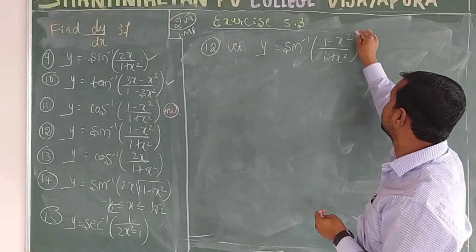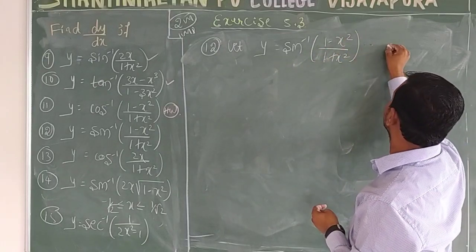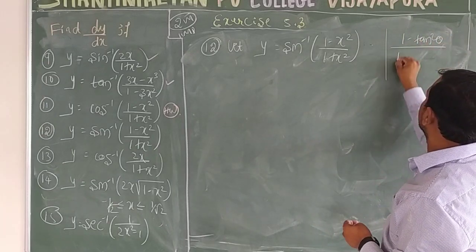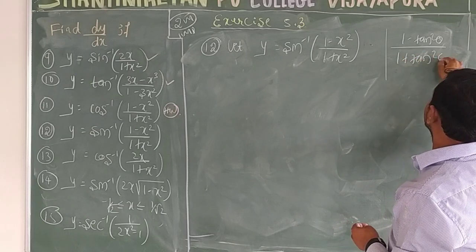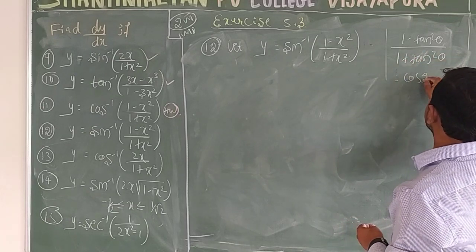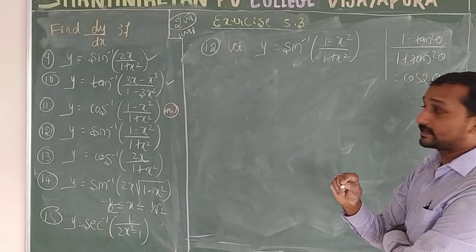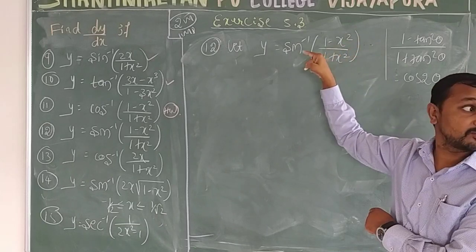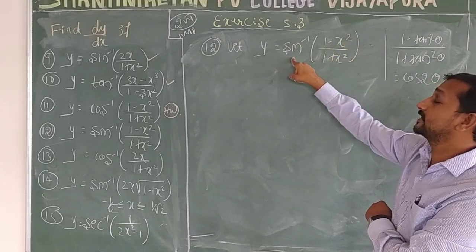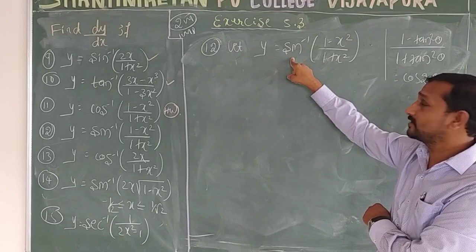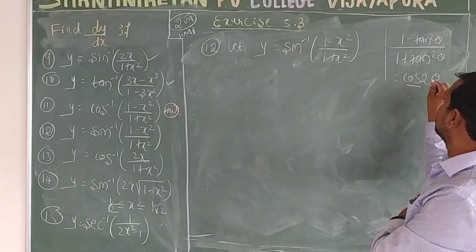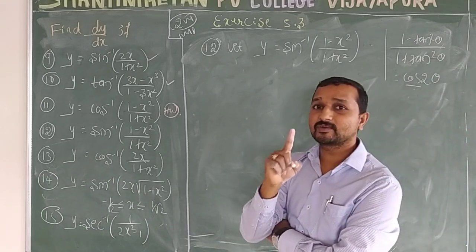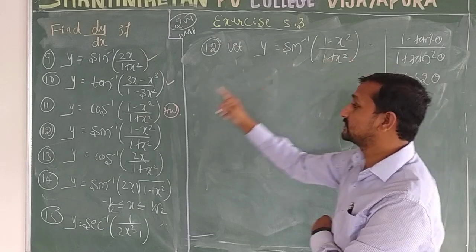Is that clear? So this is the formula for when we put x equal to tan theta. 1 minus tan square theta divided by 1 plus tan square theta is equal to cos 2 theta. Is that clear? This is cos 2 theta. When we put x equal to tan theta, this is the formula for cos 2 theta, but the sin inverse function is there. At that time, change this angle as a sin angle, that is nothing but sin of 90 minus theta, which is cos theta. So this is useful in this example.